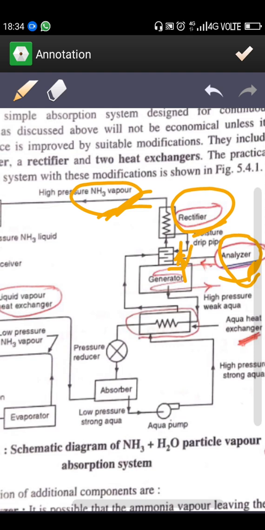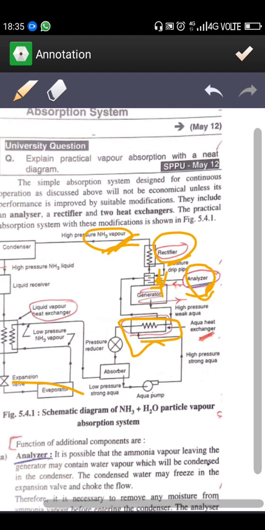and sends it back to the analyzer this way. This heat exchanger is used to reduce the work of the heat coil in the generator. It is just a heat exchanger. Similarly, here we are using this heat exchanger just to reduce the temperature of this liquid ammonia, or we can say we are using this heat exchanger to produce the subcooling effect.